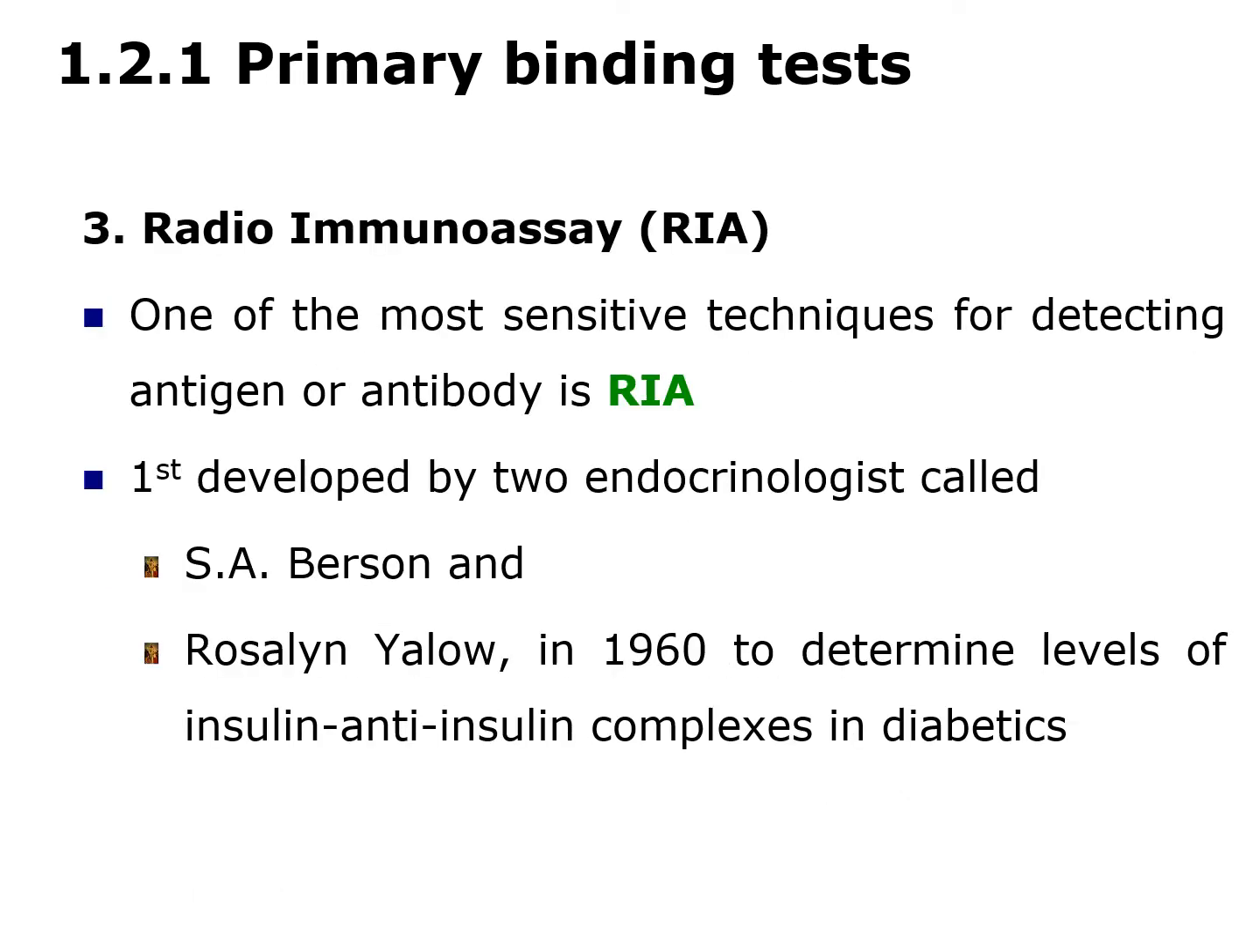The third procedure is radioimmunoassay or RIA. This is a very sensitive technique that can be used to detect antigens or antibody. This was developed by Yalow and Berson, if I'm not mistaken. They are Russian scientists, but their goal then was to determine the level of insulin and anti-insulin complex in diabetics. So more or less the utilization of RIA before was limited to the measurement of hormones.